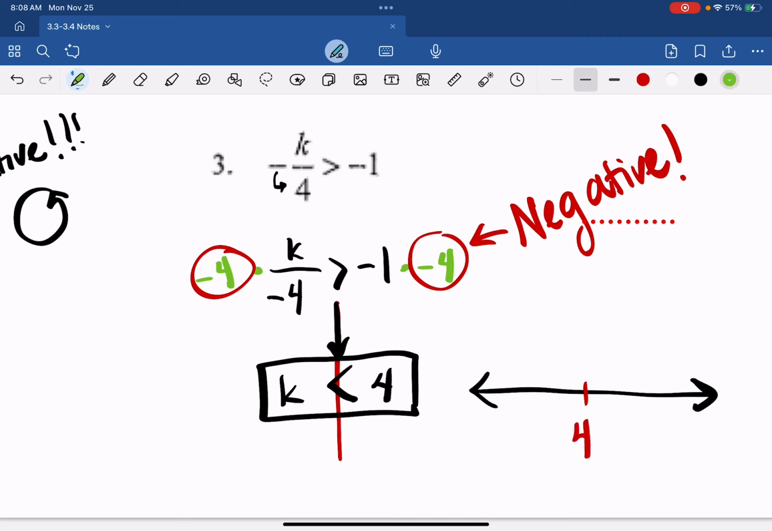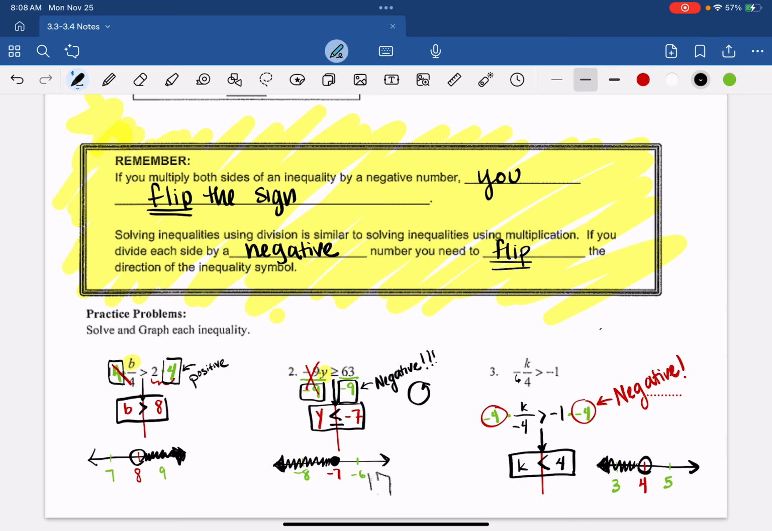So because I'm multiplying by a negative, I know I have to flip my sign. And now I graph. Start with my 4, my critical number in the middle. I have my numbers on either side. I have an open circle on 4, and I shade to the left. All right, so that's just practicing with my rules.